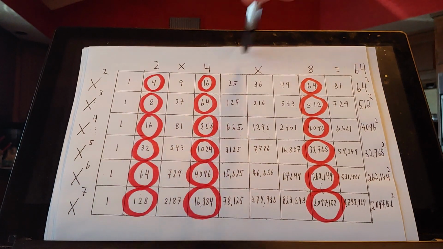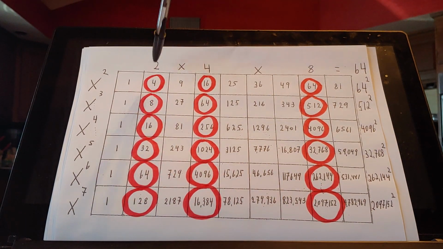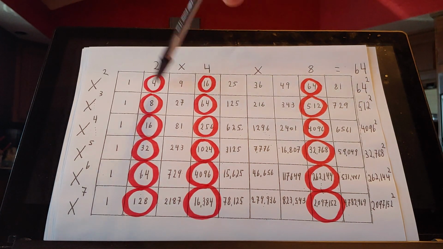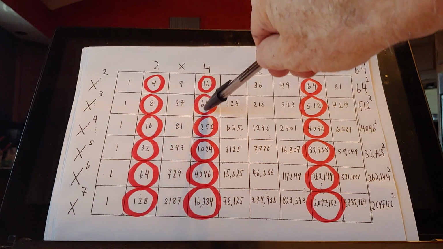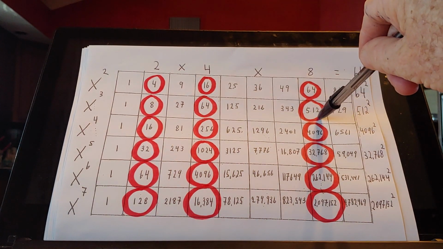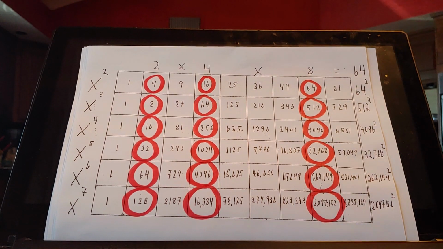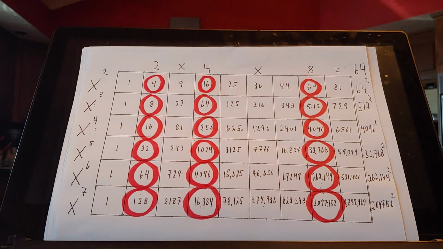And 2 times 4 is 8, so 4 times 16 must be 8 squared, and it is, it's 64. And 2 times 4 times 8 is 64. So 4 times 16 is 64, times 64 is 64 squared. 8 times 64 is 512, so 8 times 64 times 512 is 512 squared.